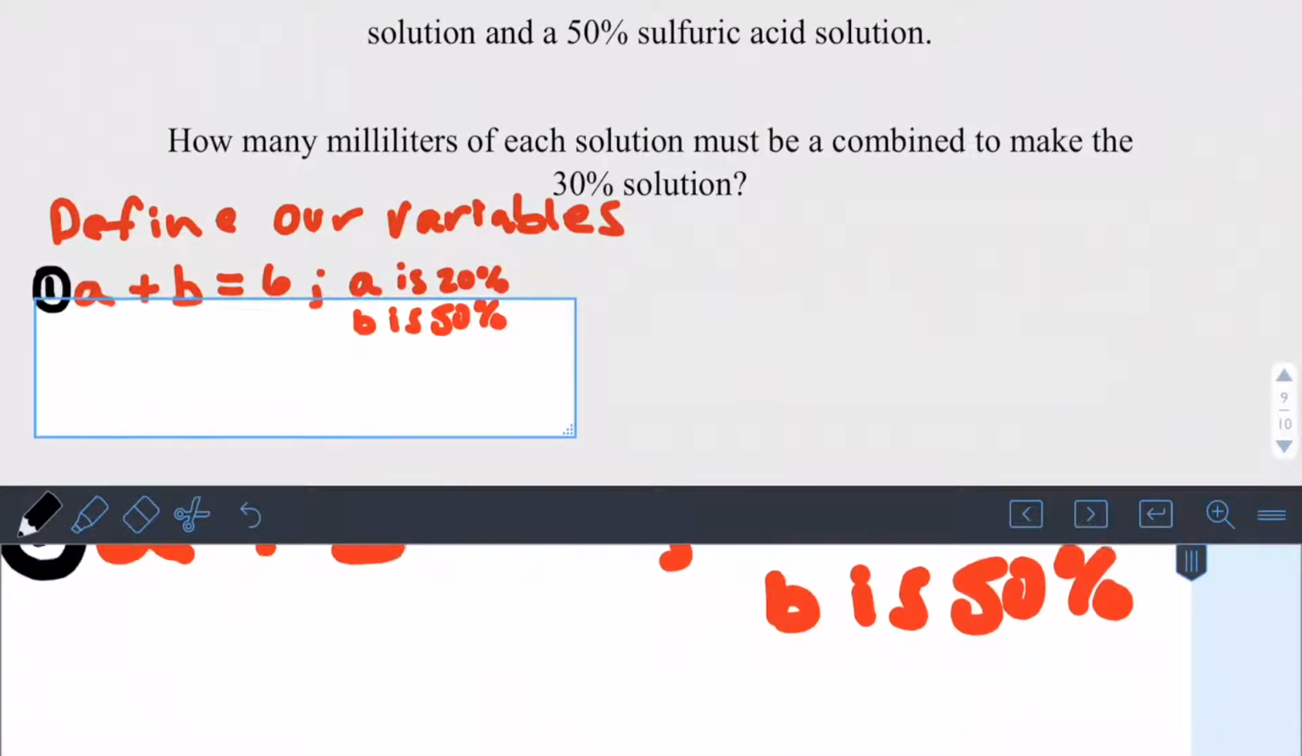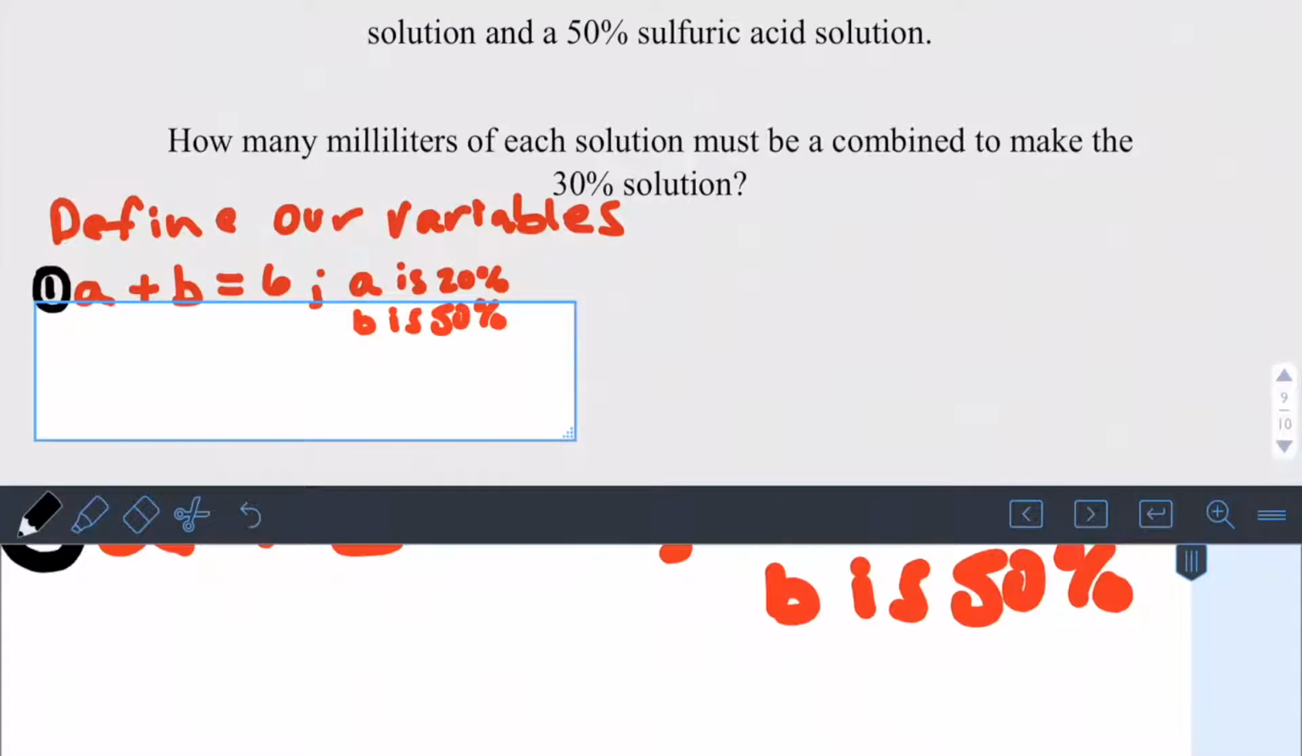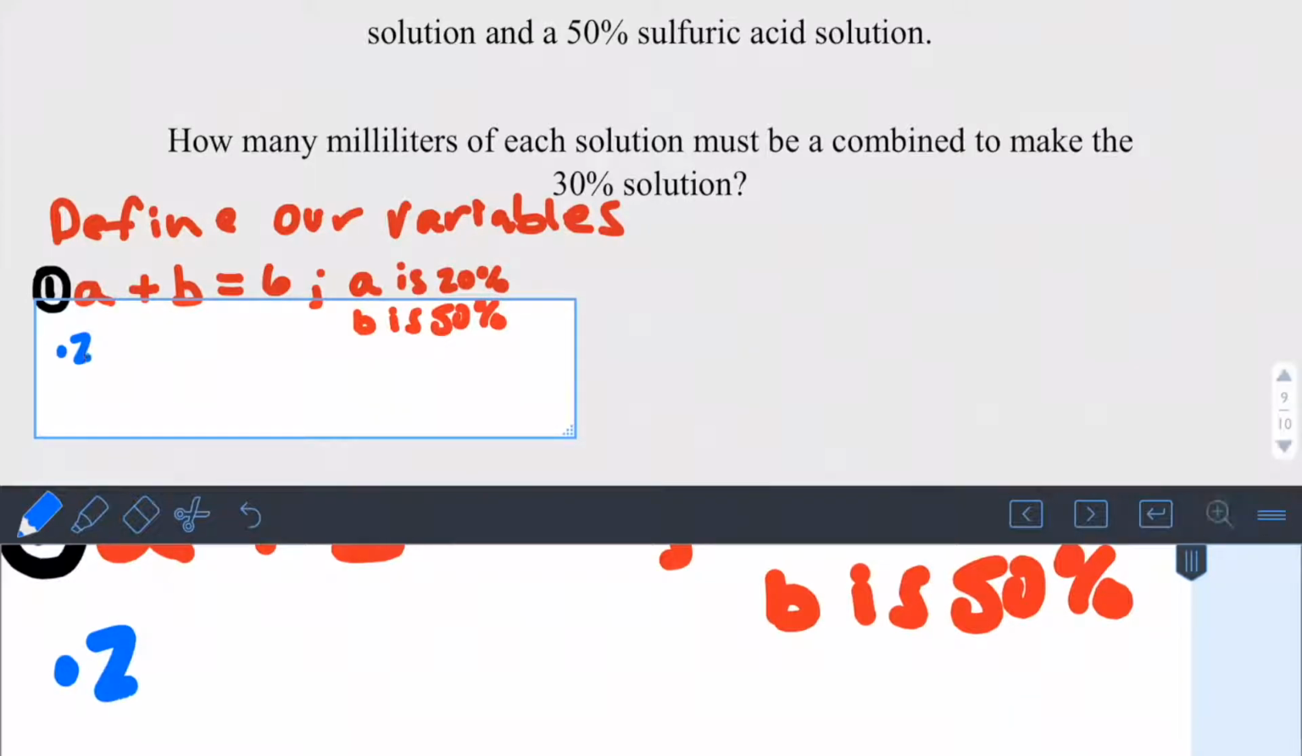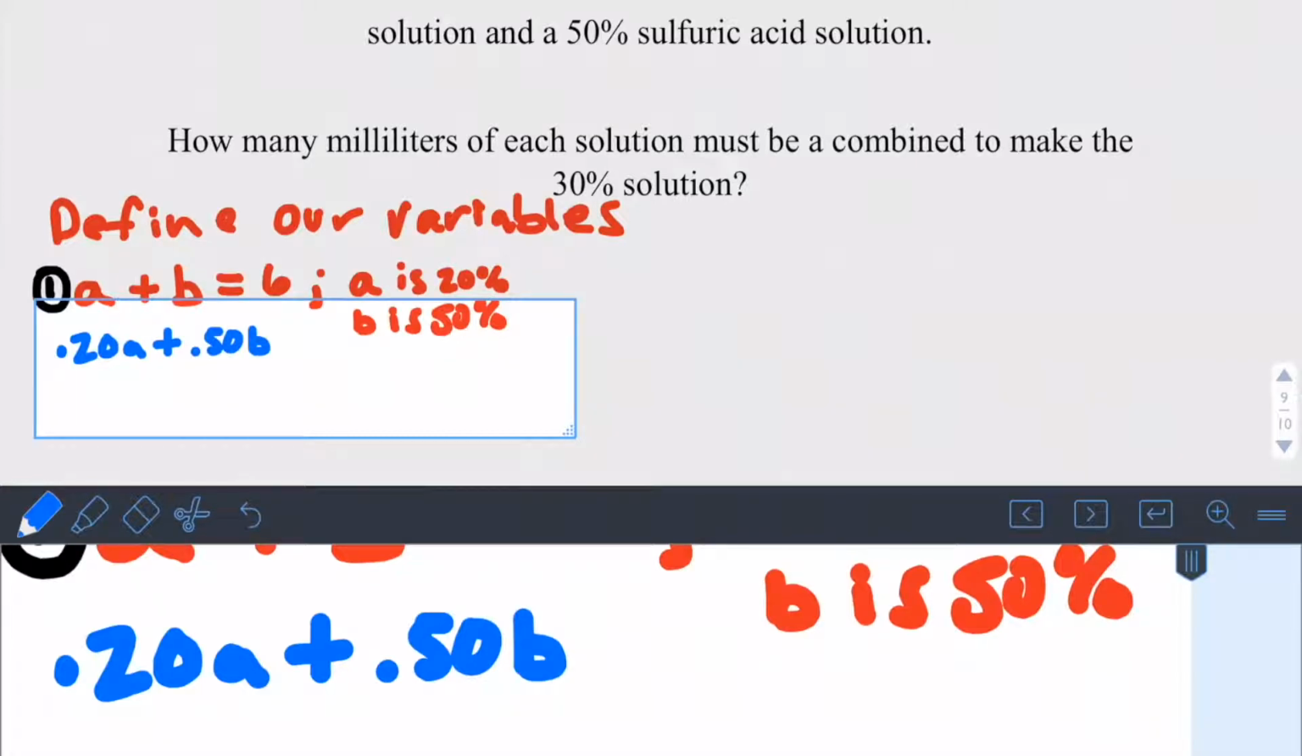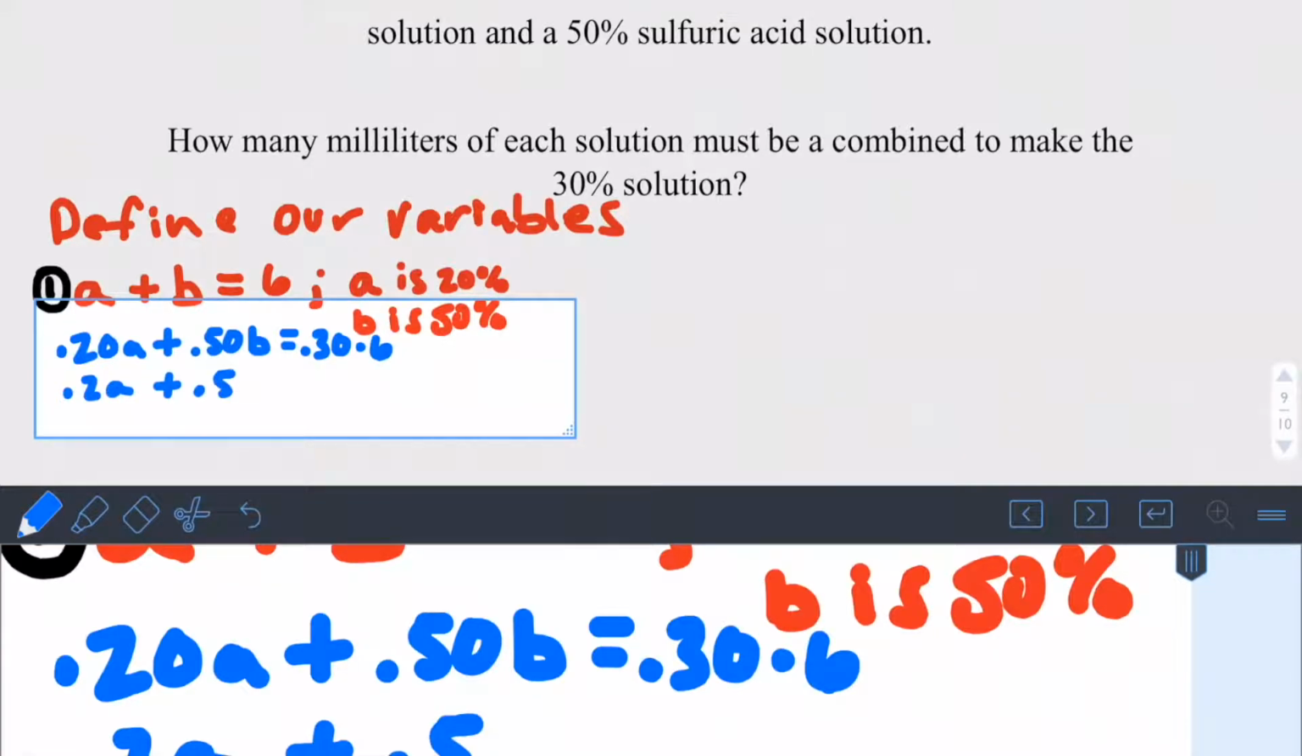Now, let's think about this for just a second, and we realize that our second equation is going to be with A, that's a 20% solution, so 0.20 times A, plus our 50% solution, the amount of our B, is going to equal our 30% solution times 6. So what we have now is 0.2a plus 0.5b is equal to 1.8, which is 6 times 0.3, and this is our equation number 2.